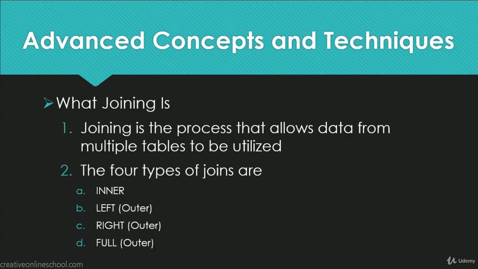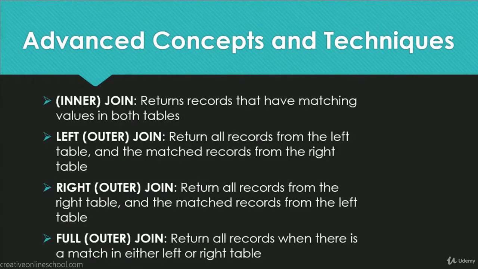So what is joining? Well, joining is the process that allows data from multiple tables to be used. So far, we've only been running our queries on one table, but most of the time you're actually going to need to use two or even more. The four types of joins are inner, left, right, and full. An inner join, often just called a join, returns records that have matching values in both tables. It's the most common type of join and the one you're most likely to see.